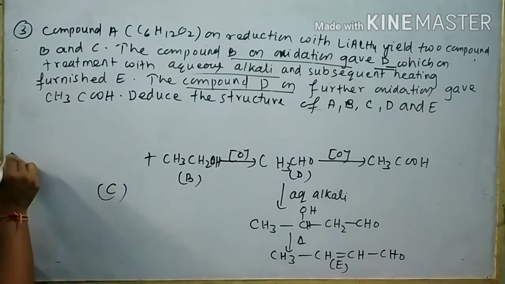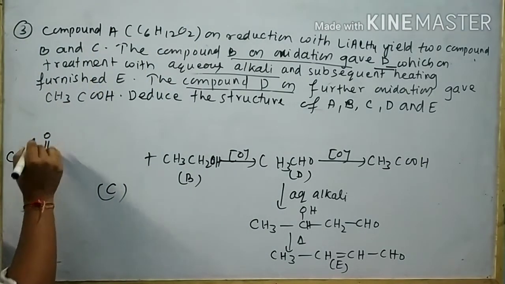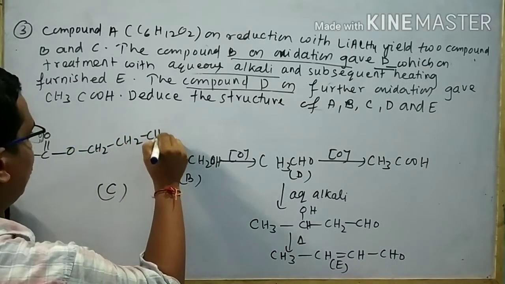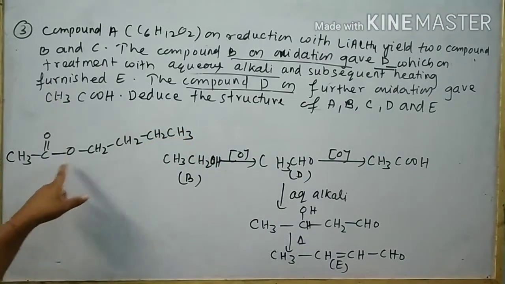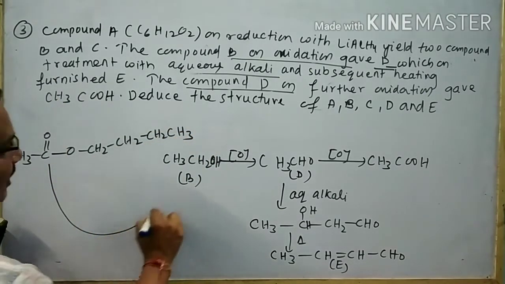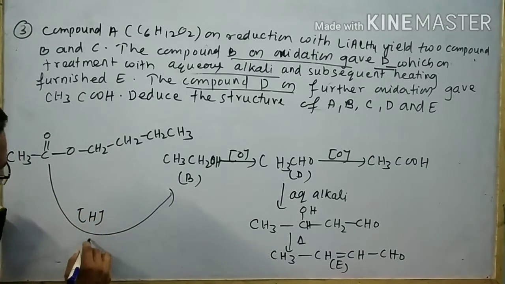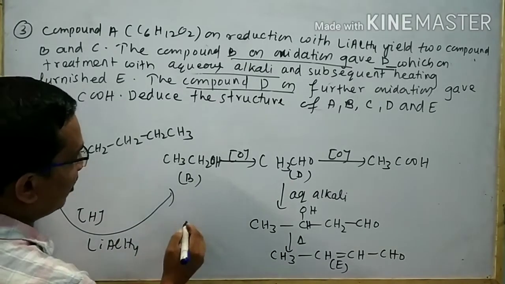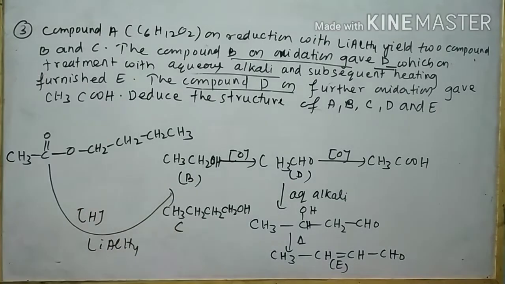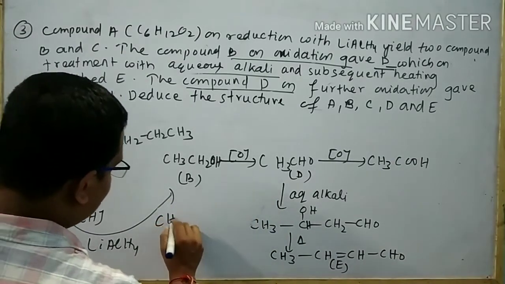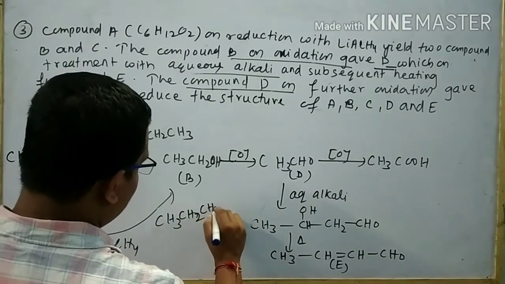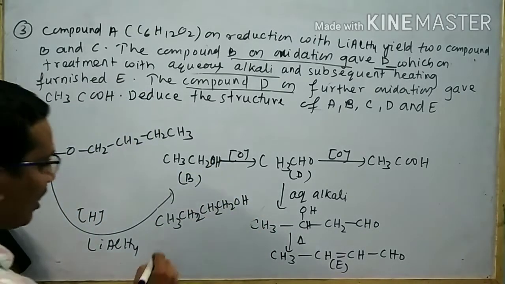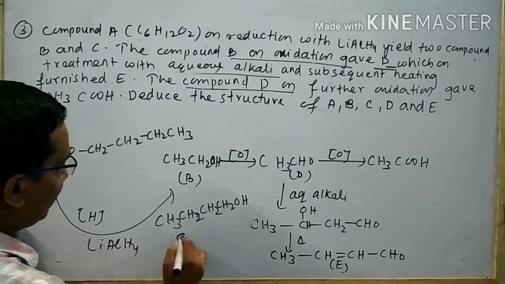The compound B and C products are prepared by the reduction of compound A. That means we can write here CH3 C double bond O CH2 CH2 CH2 CH3, which is said to be butyl ethanoate, when it is subjected to reduction with the help of lithium aluminum hydride. Then the B product is formed along with another product, the C product. The C product is CH3 CH2 CH2 CH2OH, which is said to be butanol. It is said to be the C product.